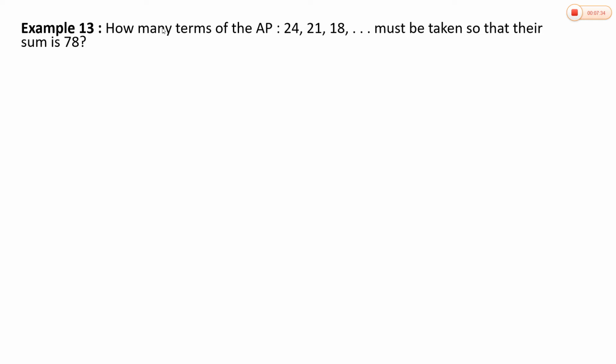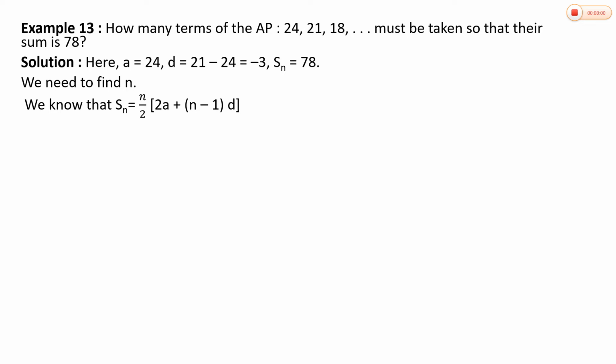Next problem. How many terms of the AP 24, 21, 18, etc. must be taken so that their sum is 78? How many terms have to be taken so that their sum becomes 78? Here you have to find the value of n. First write what is given.